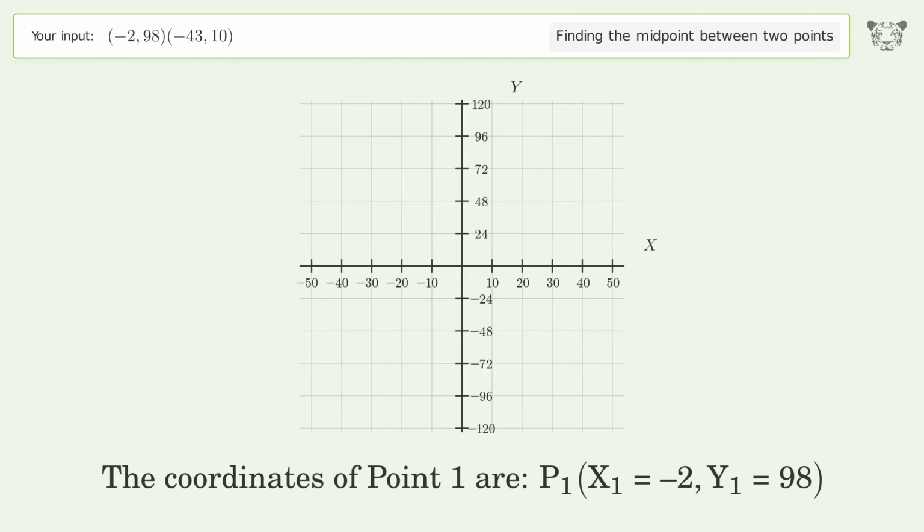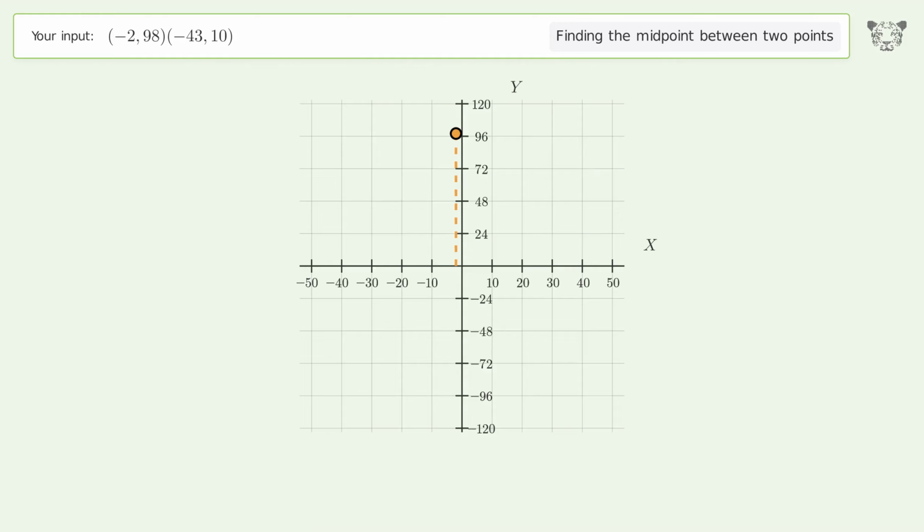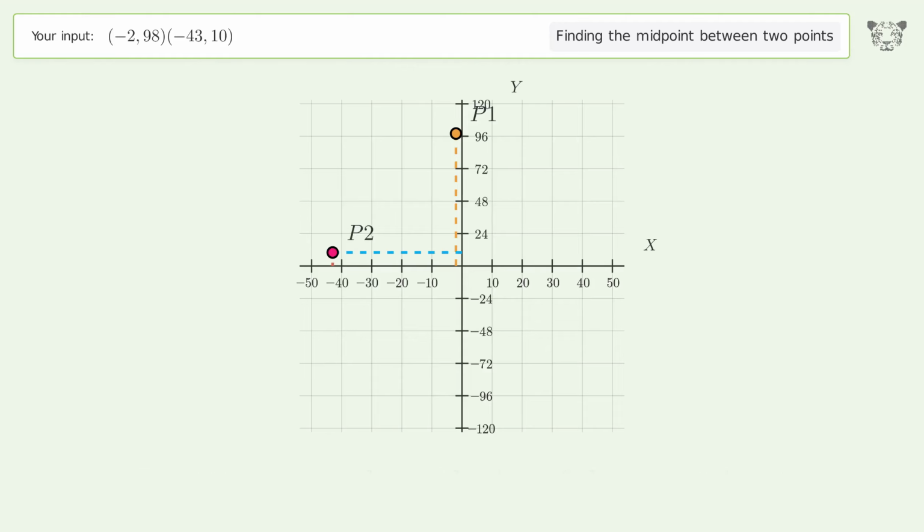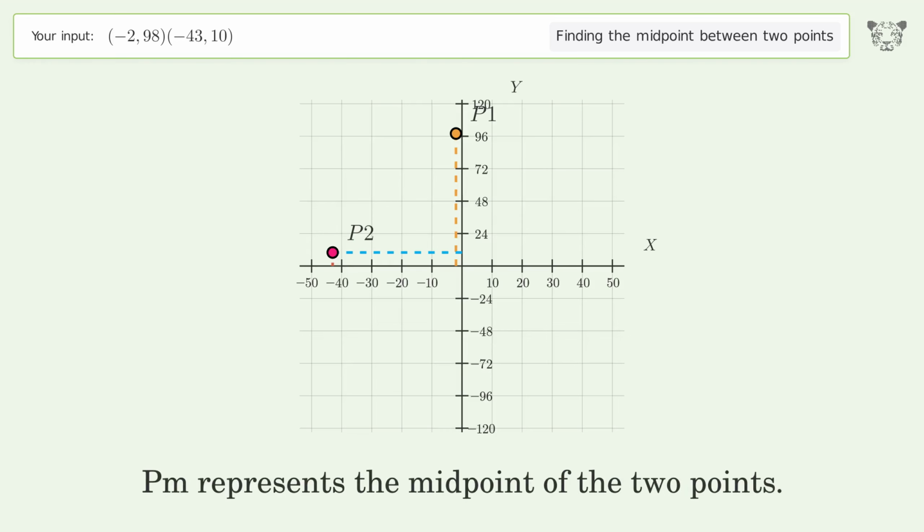The coordinates of point 1 are, x1 equals negative 2, y1 equals 98. The coordinates of point 2 are, x2 equals negative 43, y2 equals 10. PM represents the midpoint of the 2 points.